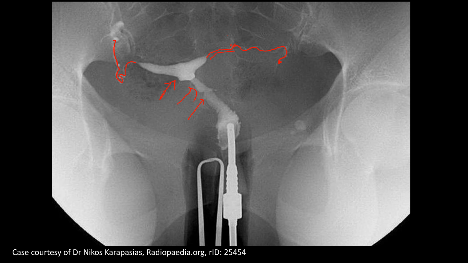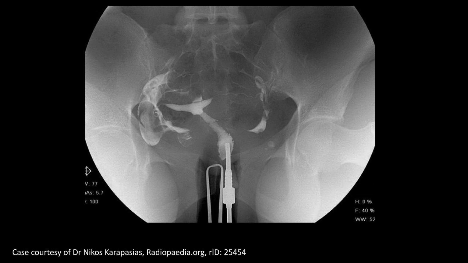Now, what happens if we inject further? We have injected further dye, so the dye has spilled out from the fallopian tube. So this indicates that the uterine cavity is patent as well as the fallopian tube is patent. Here the dye is spilled out in the peritoneal cavity.